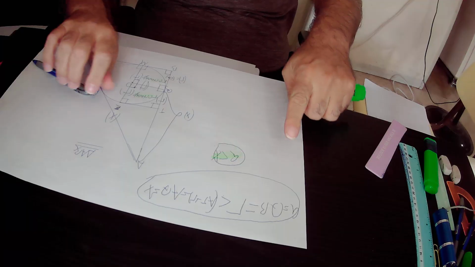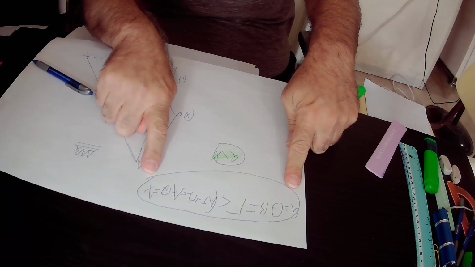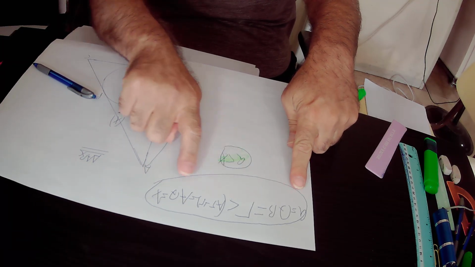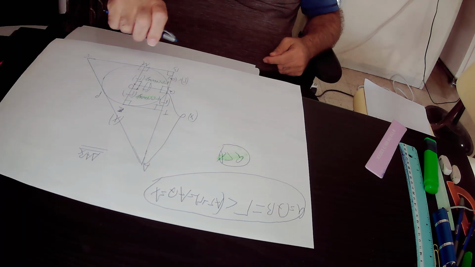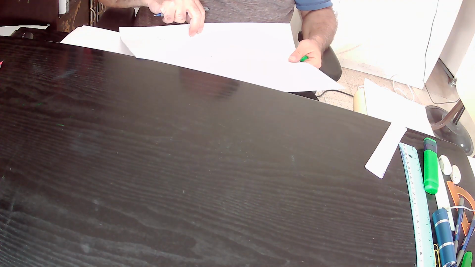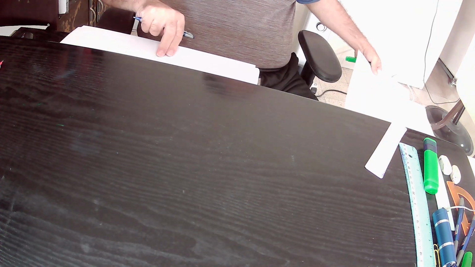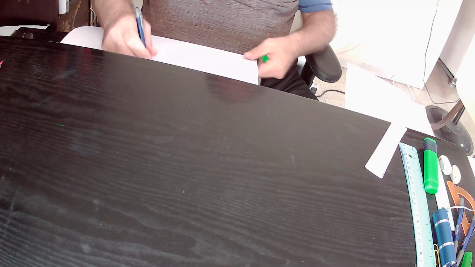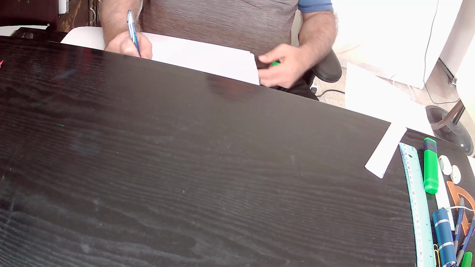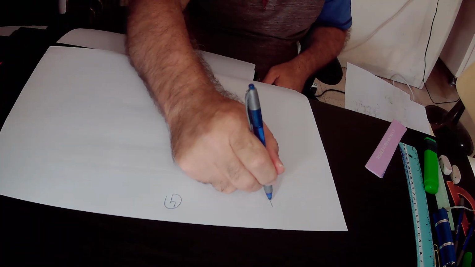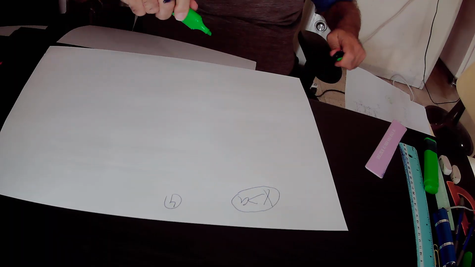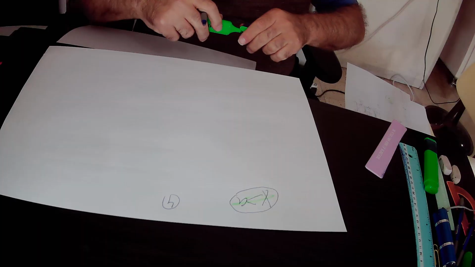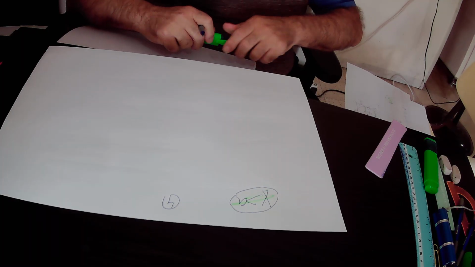We have those two edges. Between those two edges, we have this sign. It means that X is greater than A. So just right now we found out that X is greater than A. We have two solutions that are possible for A.